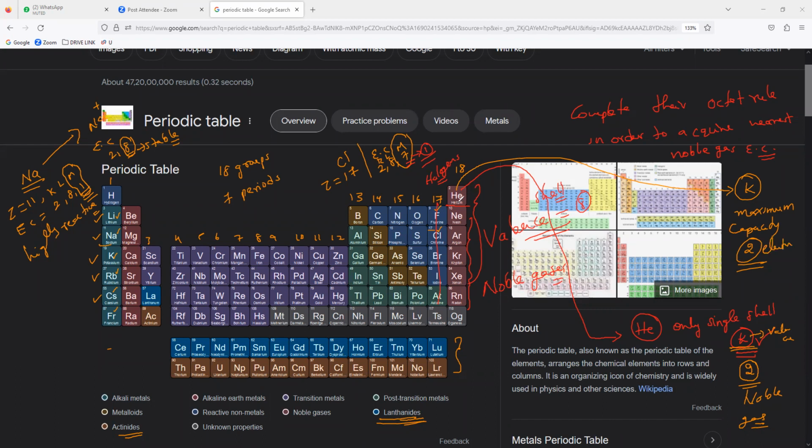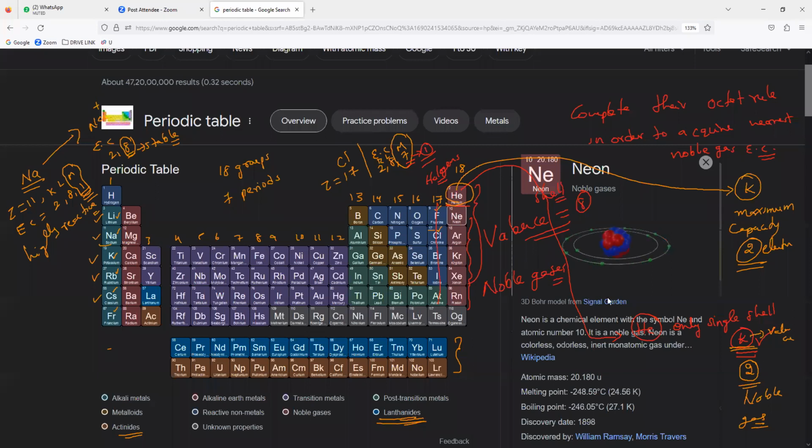That is why, except helium, all the remaining noble gases have how many electrons, guys? Please respond. 8 electrons in their valence shell. You can check it. Only helium is different. Helium, how many shells are there? Check it. Only one shell is there. What is the shell name? K shell.